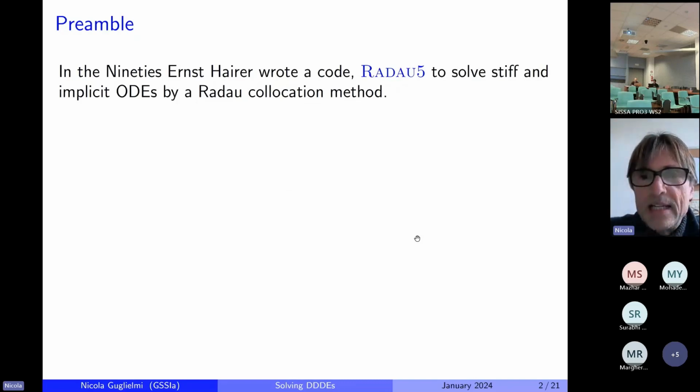More or less in the 90s, Ernst wrote a code called Radau 5, an implicit solver for stiff systems of ODEs, even large systems of ODEs, and in particular also for implicit ODEs. So, for example, differential algebraic problems. This was in a sense a challenge because many were skeptical about the fact that you can integrate large systems of differential equations in an implicit way efficiently. But the code was very successful. It is still a very successful software.